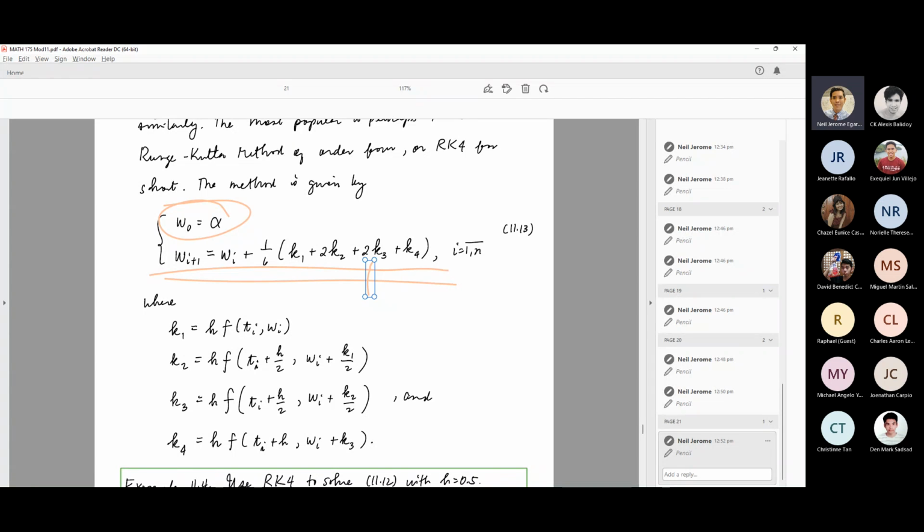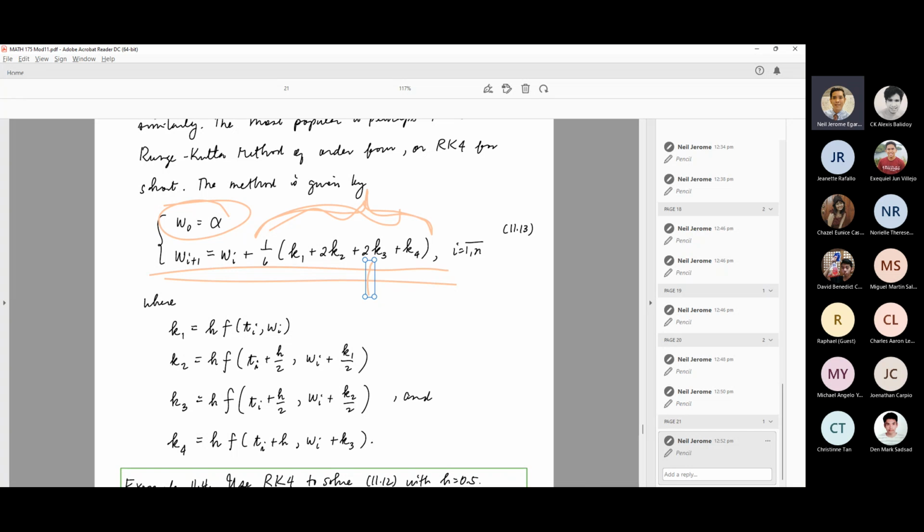Okay. And I forgot what this guy. Tama nga ba? Tandaan nyo ba? Ito yung, kung hindi ako nagkakamali, ito yung Simpson's rule. Yung 1/6 times K1 plus 2K2 plus 2K3 plus K4. Kasi minimimic ng mga Runge-Kutta methods yung traditional Newton-Cotes quadrature rules. Newton-Cotes nga ba tawag natin doon? I think so. Or the Newton quadrature rules.